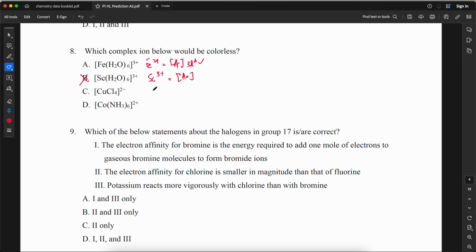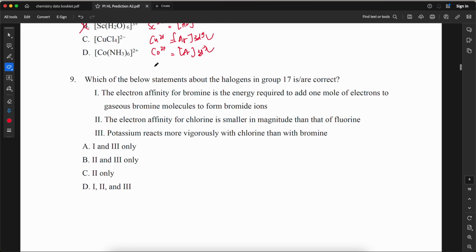Let's check for C. Cu2+ would be Ar 3d9. Co2+ would be 3d7. So this one is colored. So Sc has no color because it has no d orbital.